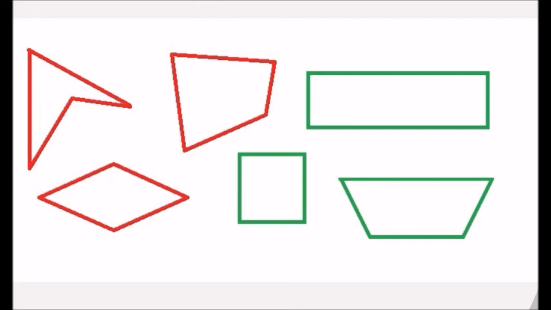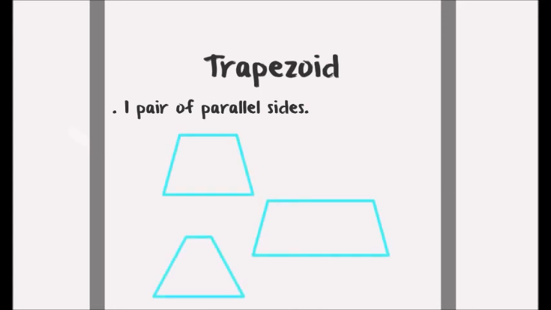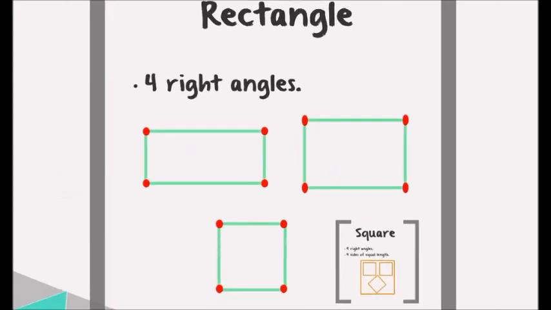Let's see what's so special about those quadrilaterals. This is a trapezoid. A trapezoid has one pair of parallel sides. A rectangle is a special quadrilateral. It has 4 right angles.